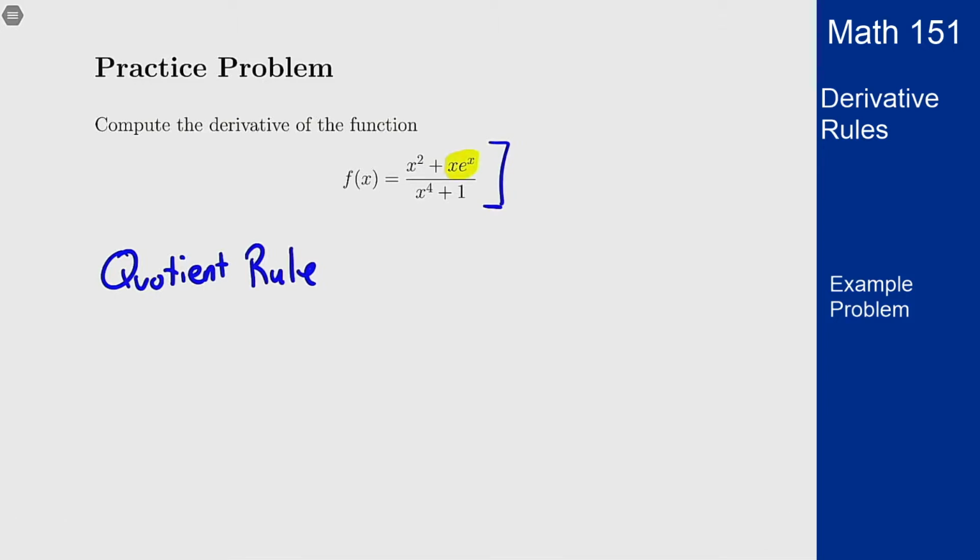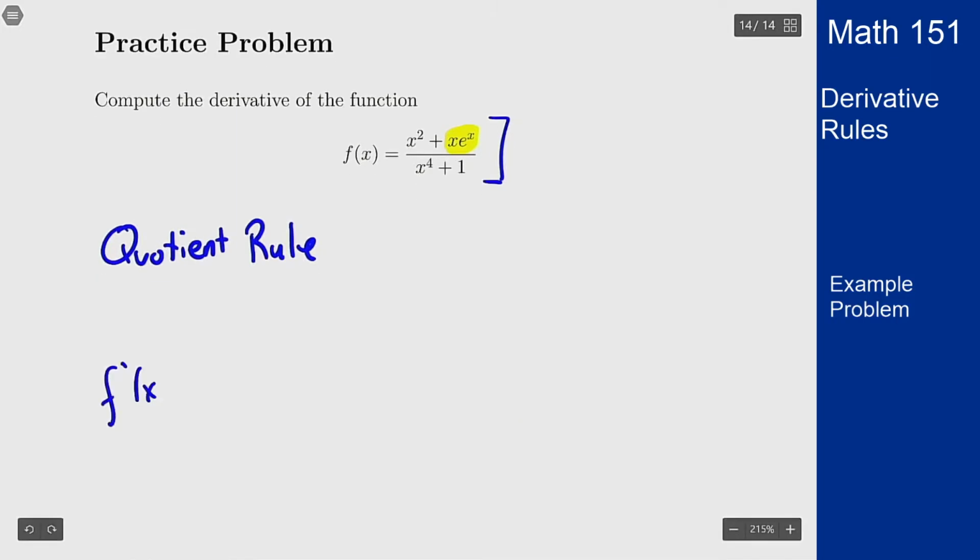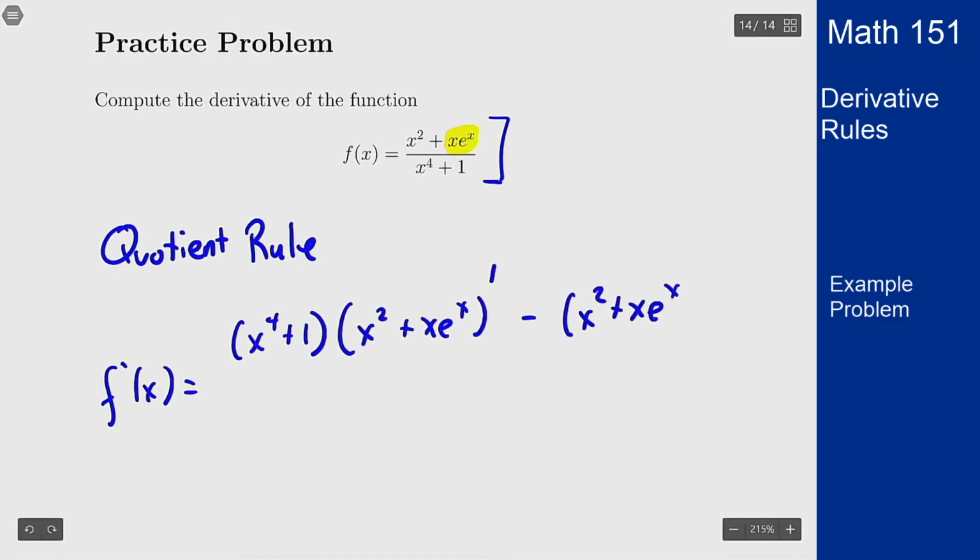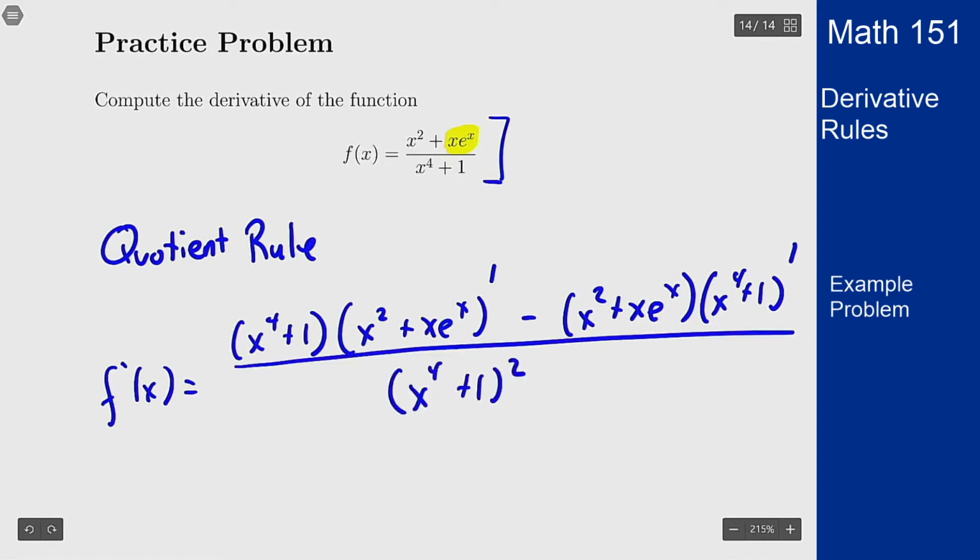Well, the quotient rule gives us that f prime of x should be the bottom times the derivative of the top minus the top times the derivative of the bottom all over the bottom squared. Now we just got to work out these two derivatives on top and we'll be good to go.